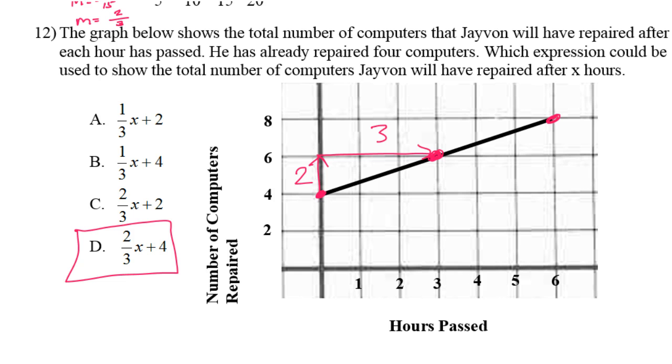And basically that's how you can make an equation for a line that has been graphed for you.